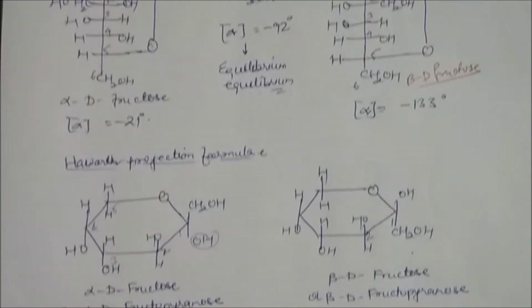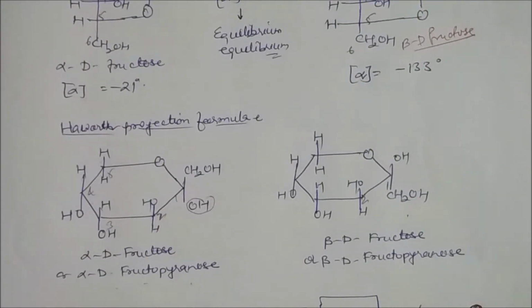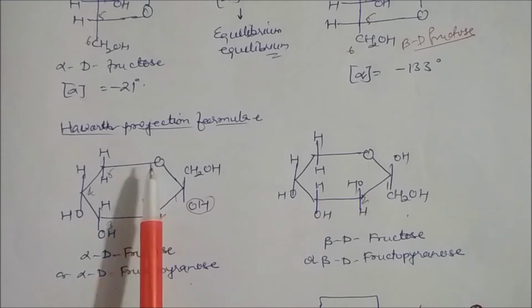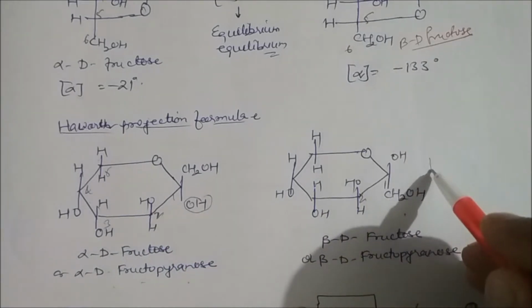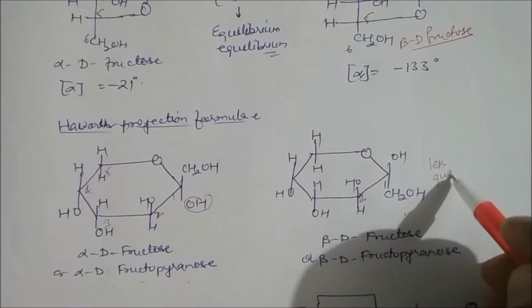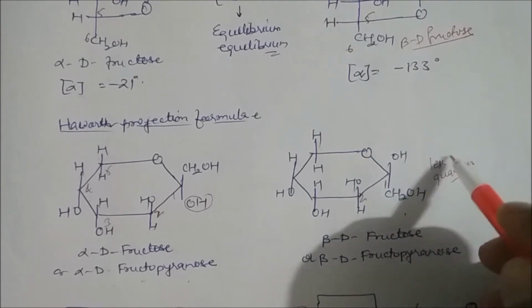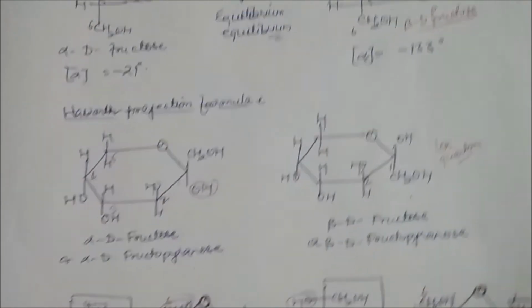We also have the Haworth projection formula for fructose, in very small quantities. Here we can see the oxygen is taking on the first carbon, but these two structures are found in very small amounts. This is alpha D fructose, or alpha D fructopyranose. Similarly, when OH is up, we get beta D fructose, or beta D fructopyranose. But these are found in very small quantities, so their stability is very low.